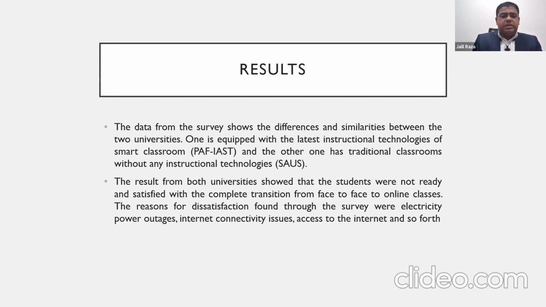The results from this survey show the differences and similarities between the two universities. One is equipped with the latest instructional technologies, smart classrooms, and high flex models they are following. The other one is a traditional classroom without any instructional technologies.